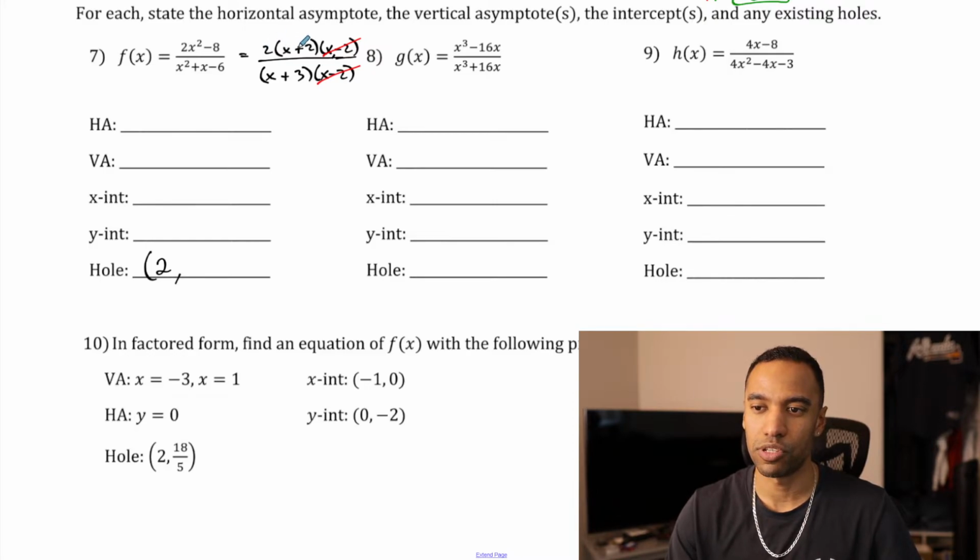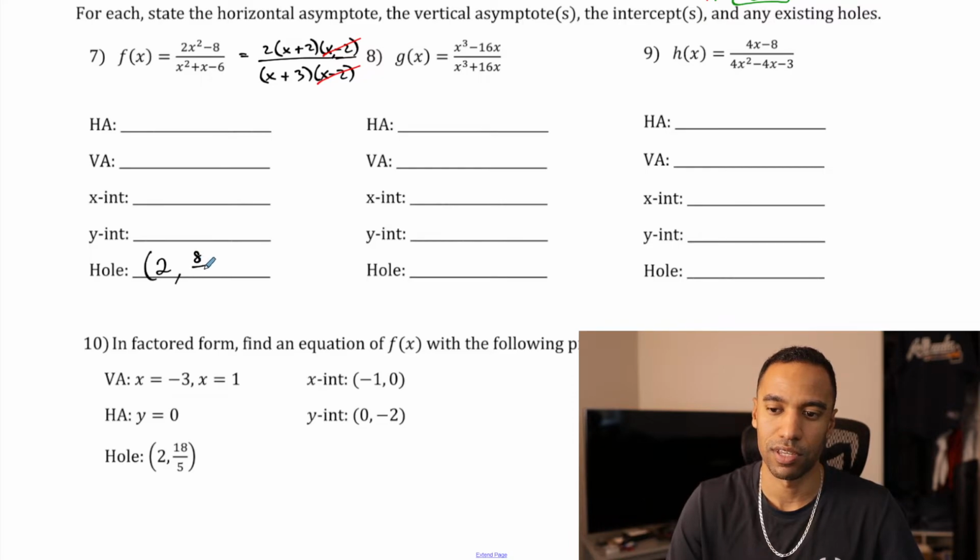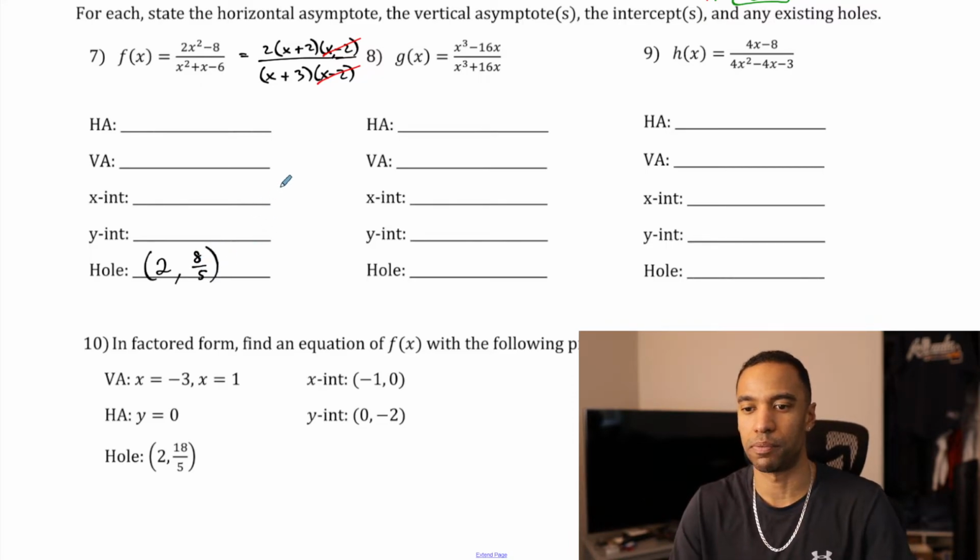You do 2 times 2 plus 2, which is 4. So you get 8 over 2 plus 3, which is 5. So you get 8 fifths. So 2 comma 8 fifths is the location of that hole.